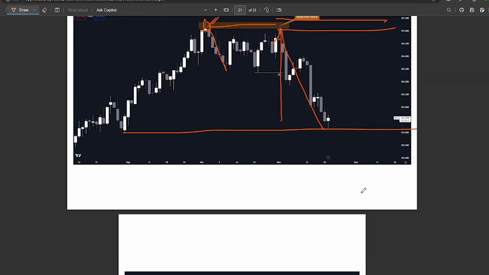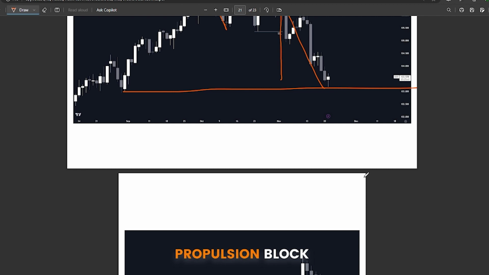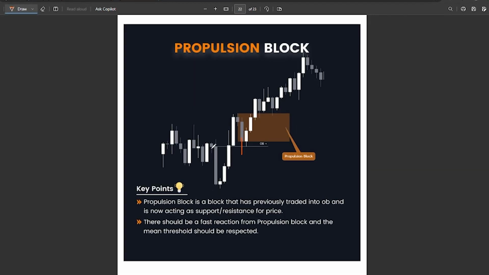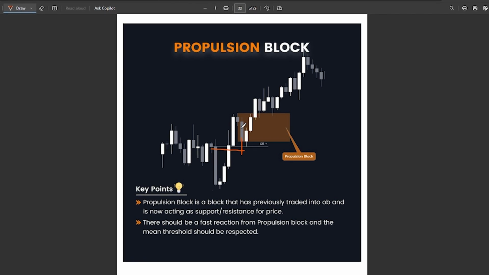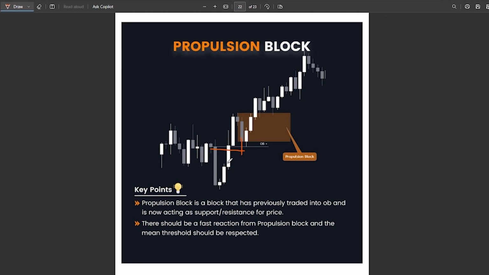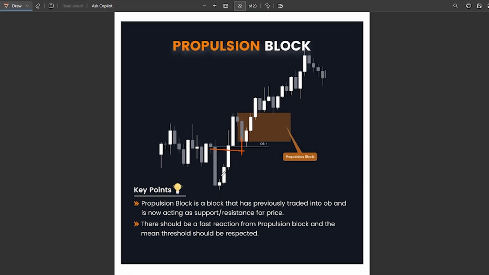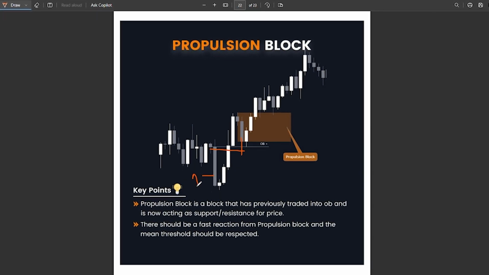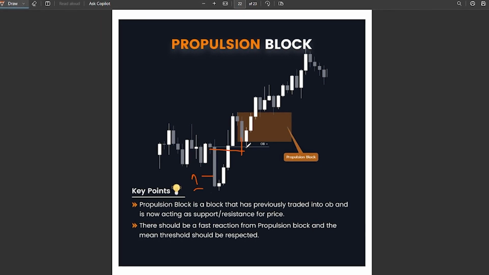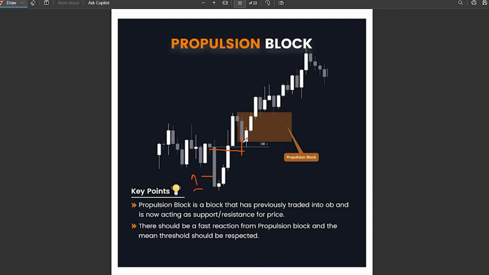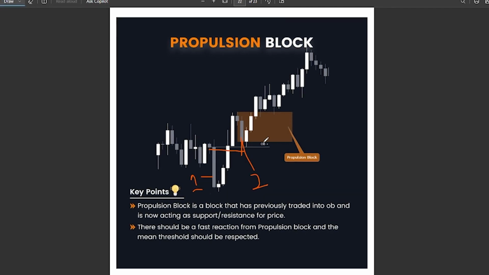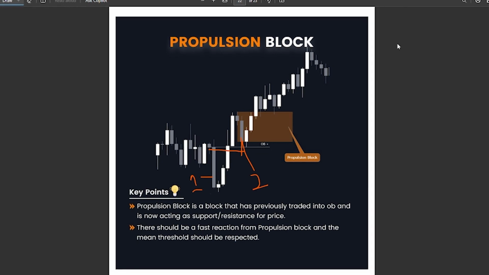Now let's come to the last topic of this order block series, that is the propulsion block. Propulsion blocks are candles which have previously traded into an order block and are now acting themselves as support for the price. So you can see on this chart, this candle that I am marking with 1 acted as an order block for the up move. So price retested it with this candle which I am marking 2, and now this candle which I have marked 2 is acting as support for further price action.